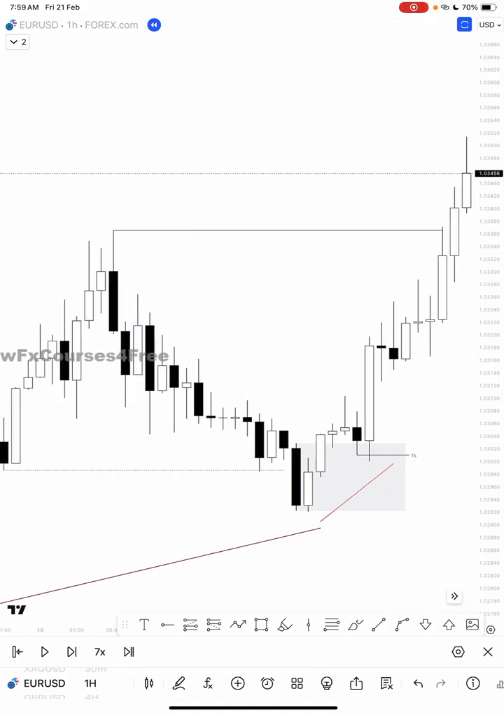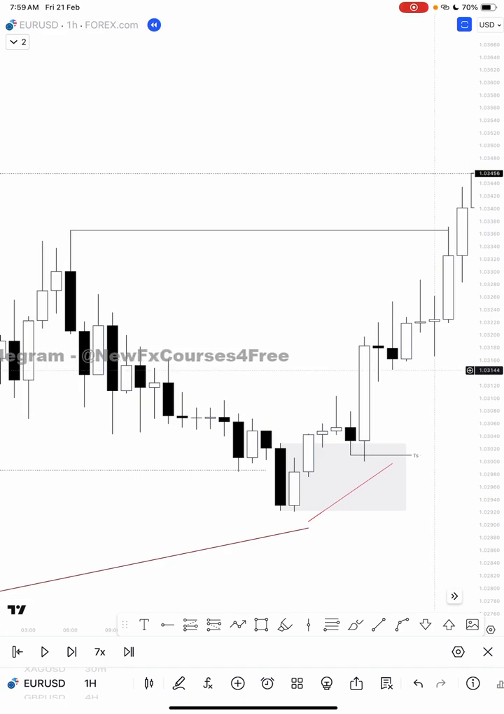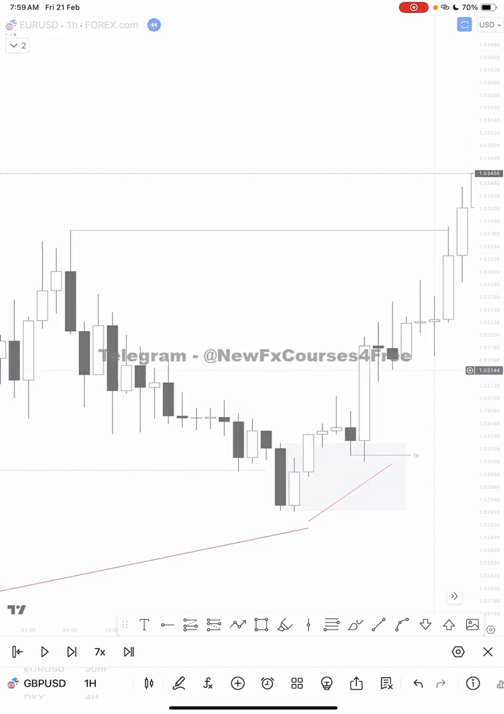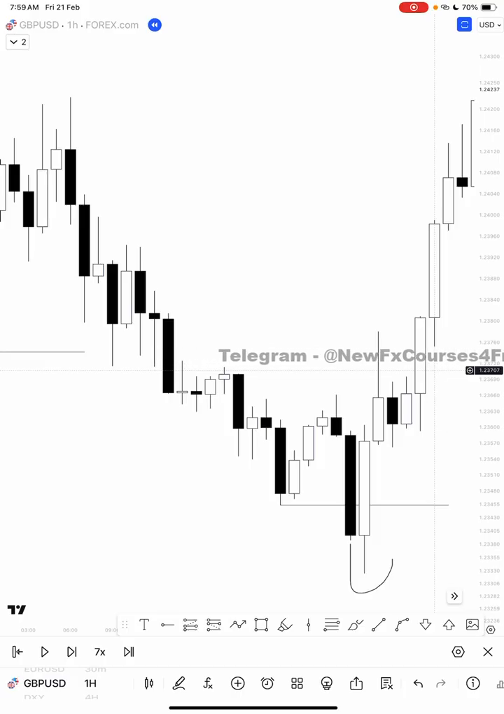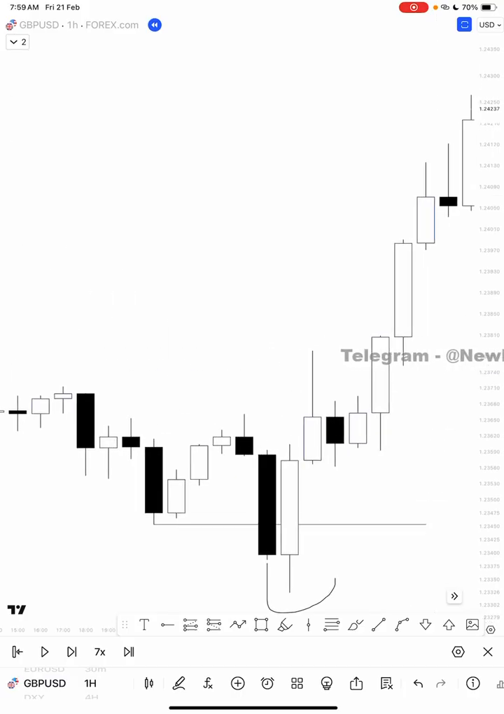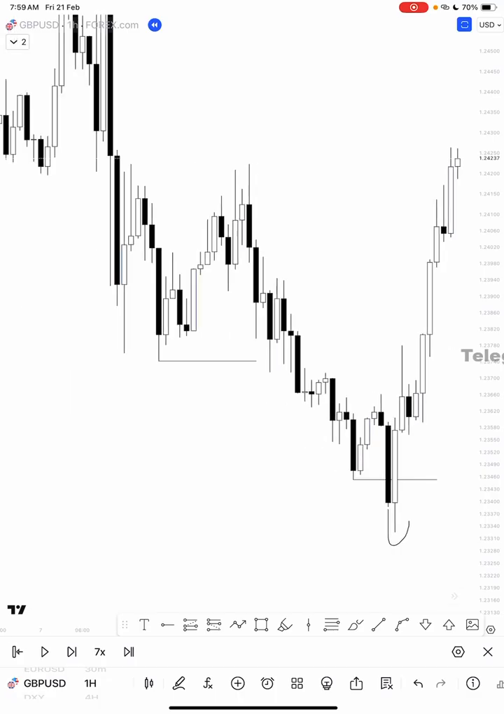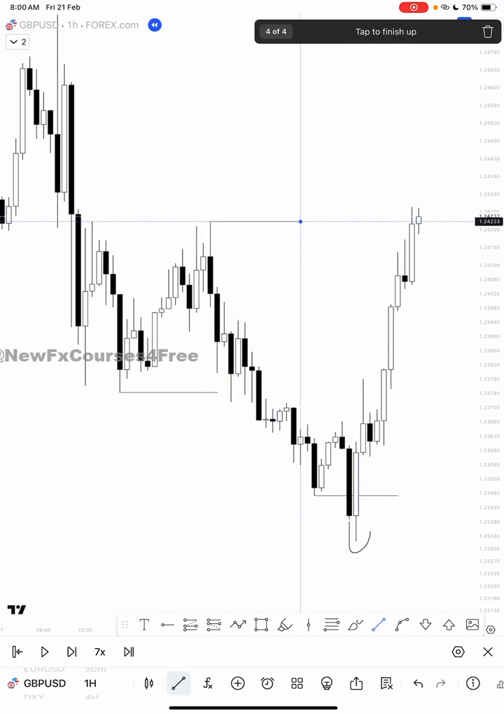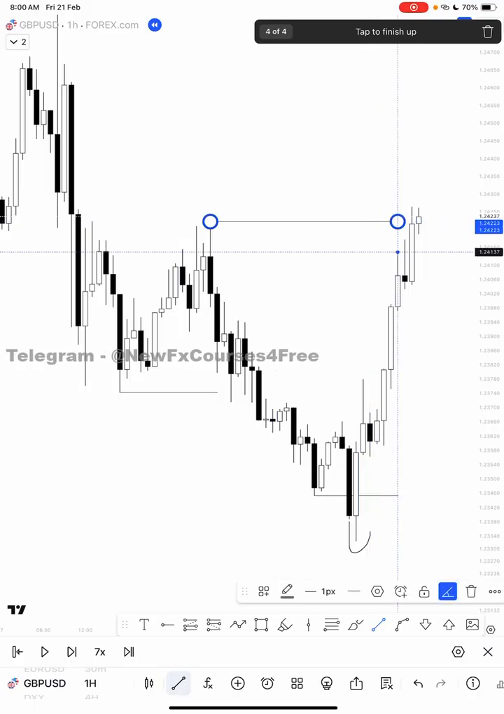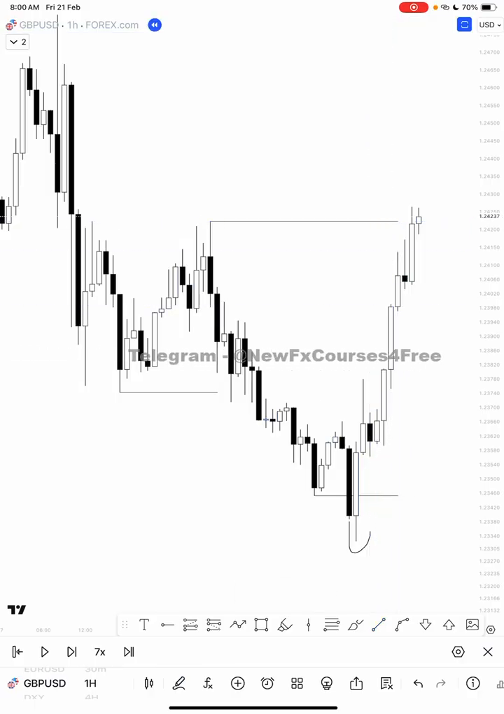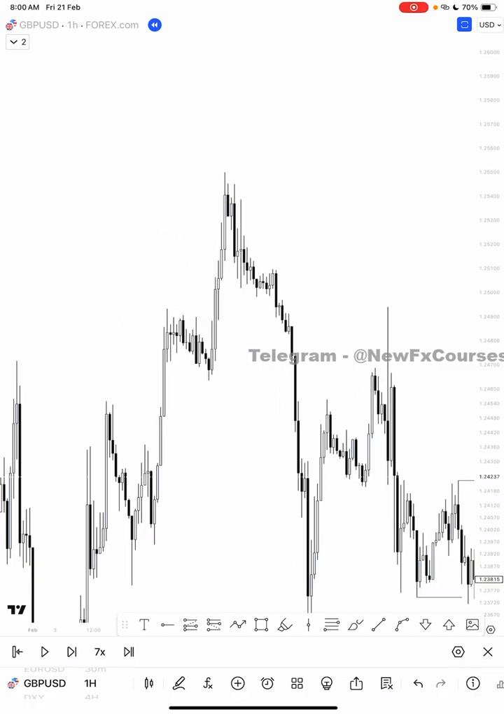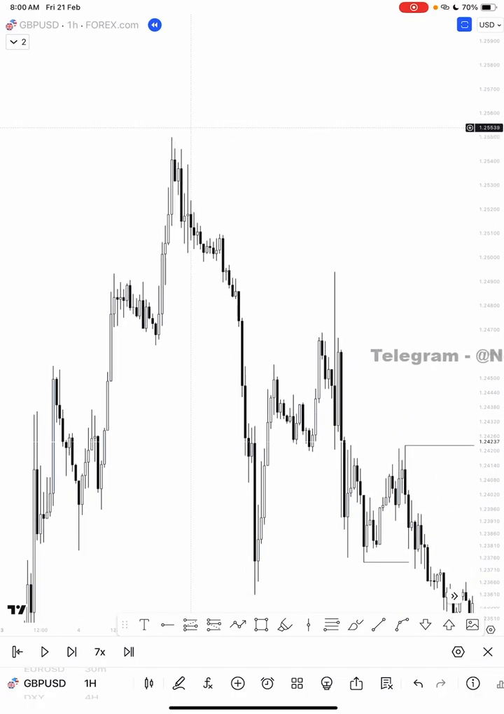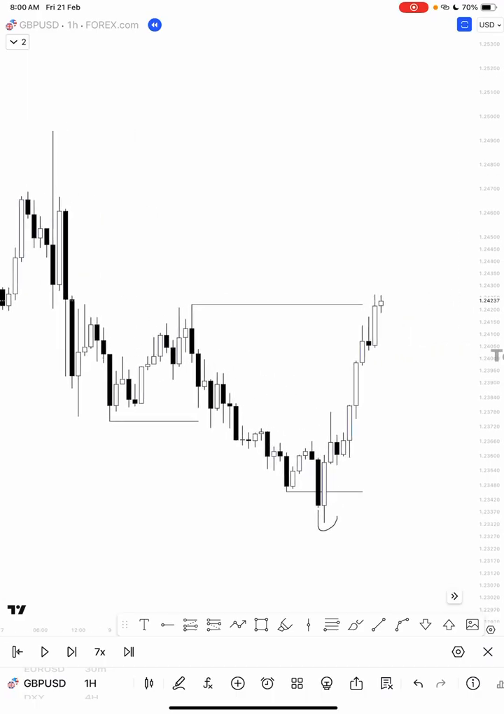So going on to the second asset, which is GBP/USD. So this was our draw on liquidity in here as well. For our first target, our final draw was actually higher above this high over here, which was actually met.